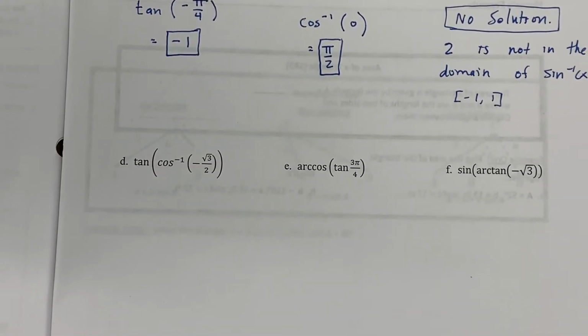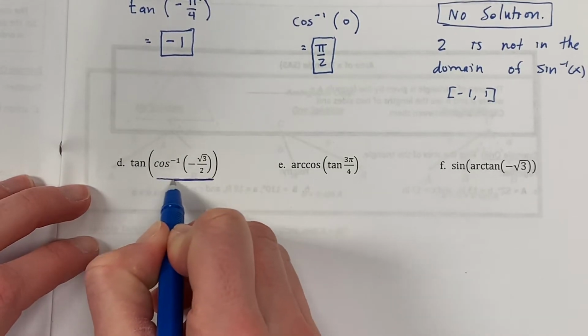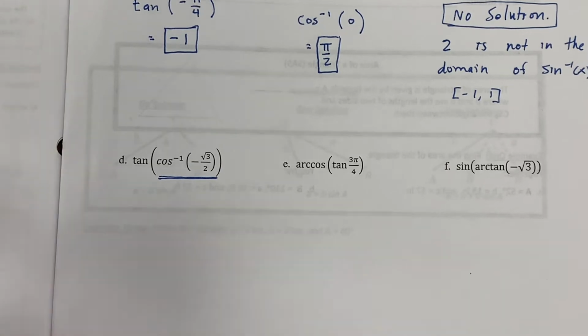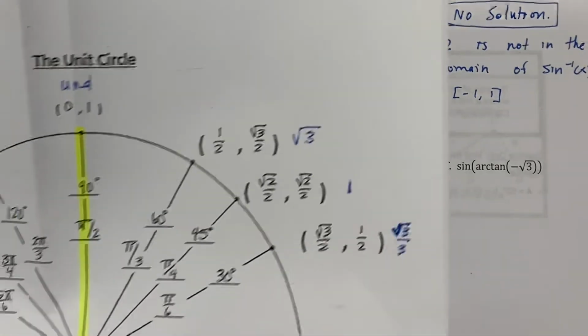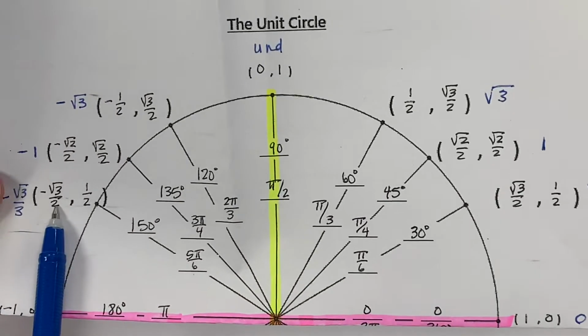Okay, letter D. We have tangent of cosine inverse -√3/2. Always start inside of the parentheses. So cosine inverse -√3/2. I'm asking myself, for which angle is cosine -√3/2? Cosine is restricted to quadrants 1 and 2. So cosine is my x value, and -√3/2 is right here. Which angle is that? 5π/6.